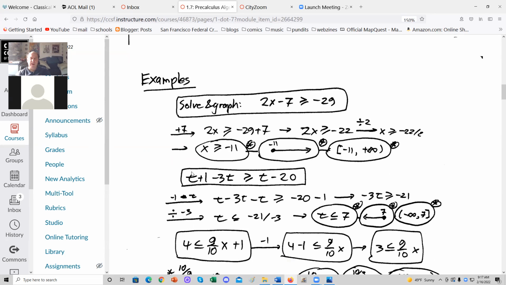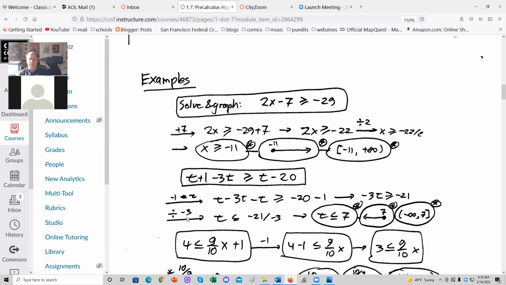We have t plus 1 minus 3t is greater than or equal to t minus 20. Okay, we'll subtract 1 from both sides to move this to the right. We'll subtract t from both sides to move this t to the left. That'll keep the inequality in the same direction. And you get on the left t minus 3t minus t, on the right minus 20 minus 1. With a bit of simplification, you get negative 3t is greater than or equal to negative 21. All right, we divide both sides by negative 3. That cancels the negative 3 here. This is negative 21 over 3.